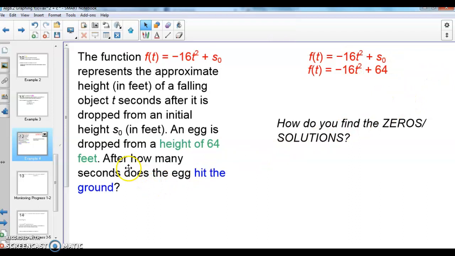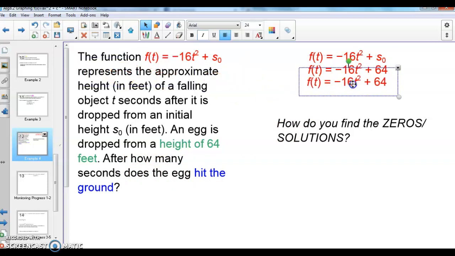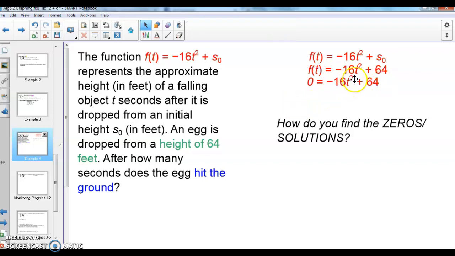And then the question is, after how many seconds does the egg hit the ground? So when the egg actually reaches the ground, what is the height? Well, from 64 feet, it travels for some time until it drops to the ground. So we're looking for the time in seconds such that after t seconds, the height is now 0. When the height is 0, that means the egg has already fallen to the ground. So how are we going to solve for the time in seconds, which is represented by the variable t?